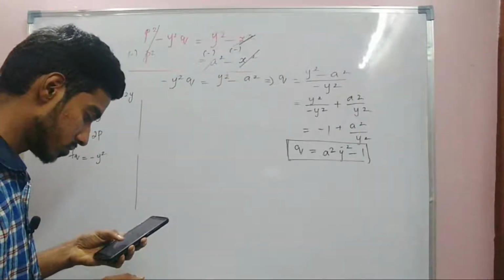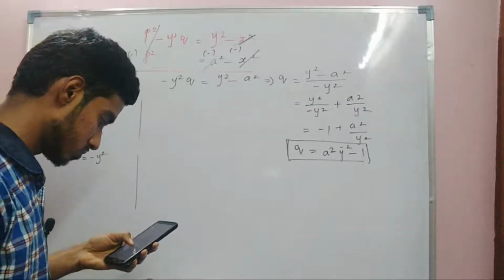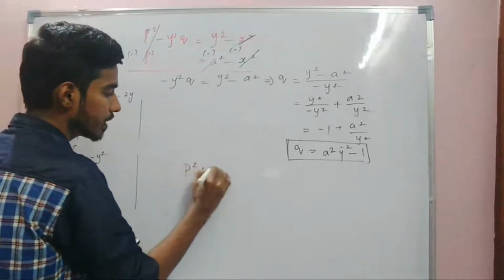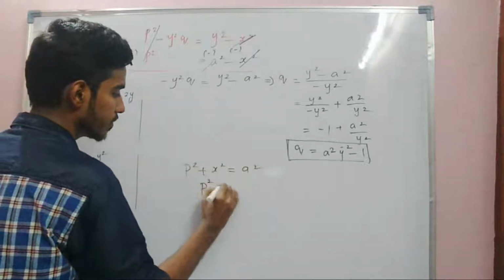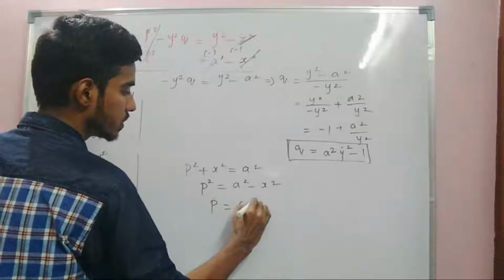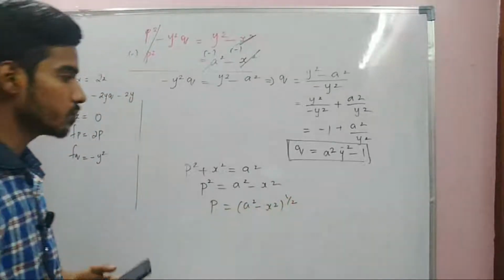Fourth problem, right? Now we already have that p square plus x square is equal to a square, right? So from this we can find p square is equal to a square minus x square. So p is equal to a square minus x square whole power 1 by 2. So we have found p and q.